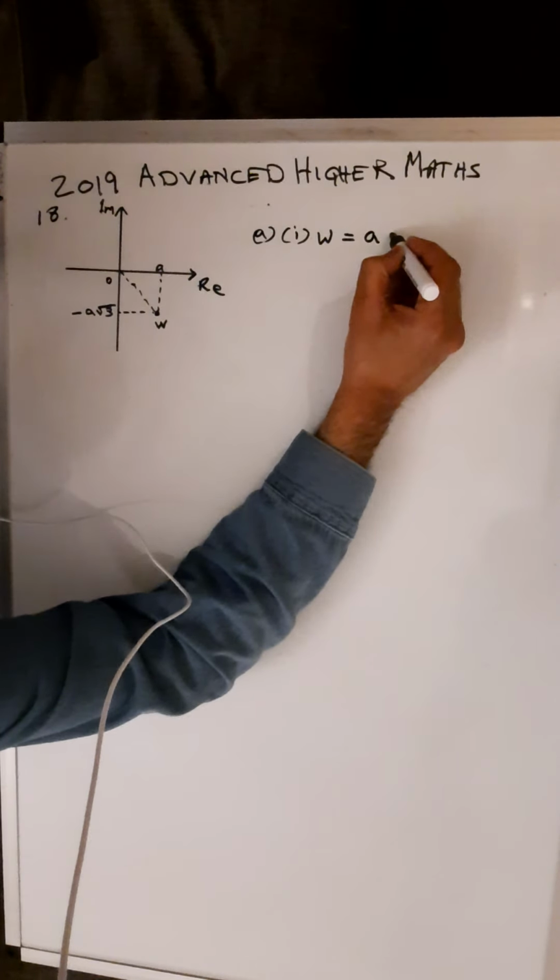That means that in polar form, this would be equal to 2a times cos minus pi by 3 plus i sine minus pi by 3. So that's it in polar form. And this is for 3 marks. The second part of a is for 3 marks.